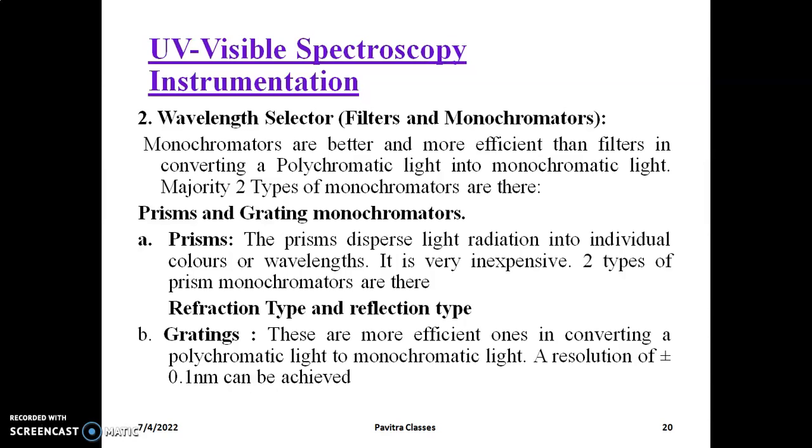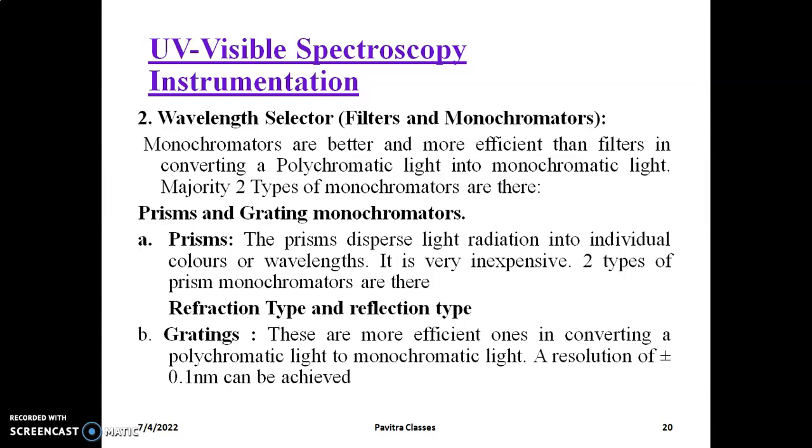Prisms disperse the light radiation into colors. For example, if white light passes through a prism, it gives seven colors. So what is the principle behind this? This is the dispersion of light. Dispersion of particular wavelengths takes place, and the VIBGYOR colors are given out at the slit. Depending upon the wavelength, the colors can be separated. It is very inexpensive. Two types of prisms are used, refraction type and reflection type, usually in the visible spectrometer.